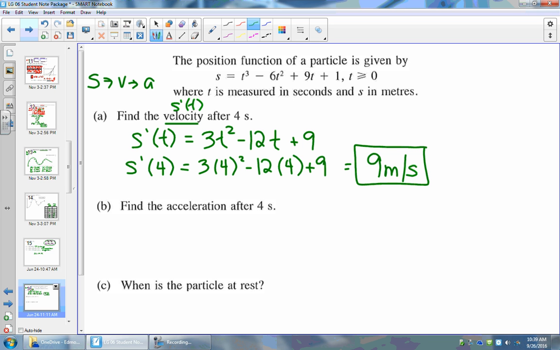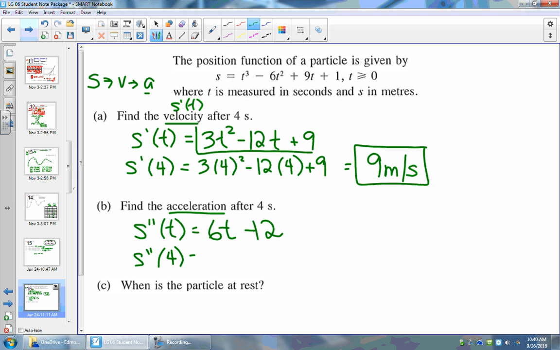Find the acceleration after 4 seconds. So remember, acceleration is our second derivative. So the second derivative we need to find first. And so we're taking a look at this guy here, which is going to be 6t minus 12. And again, we're going to plug in that 4 seconds. So that's going to be 6 times 4 minus 12. And again, you guys are capable of doing that on your own, and that's going to be 12 meters per second squared.